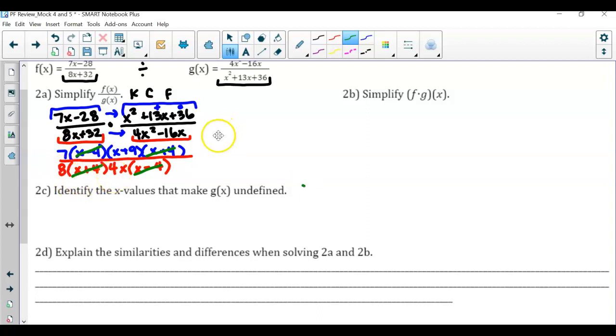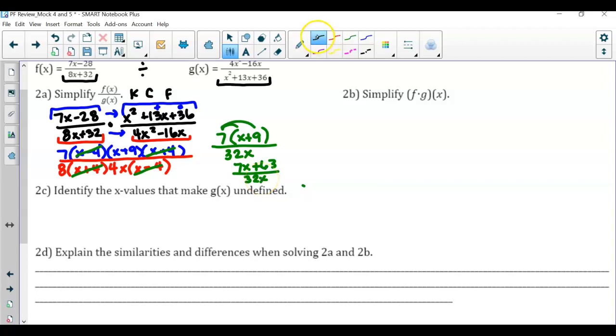So here I've got 7 times x plus 9 over, we'll simplify that, 8 times 4x. Well, 8 times 4x is 32x. And if you wanted to take it a step further, distribute the 7. So now I've got 7x plus 63 over 32x.